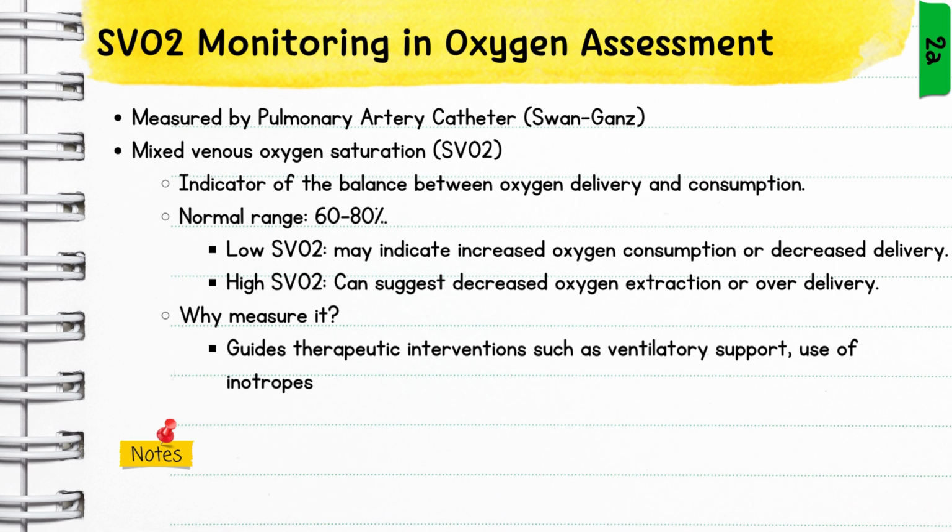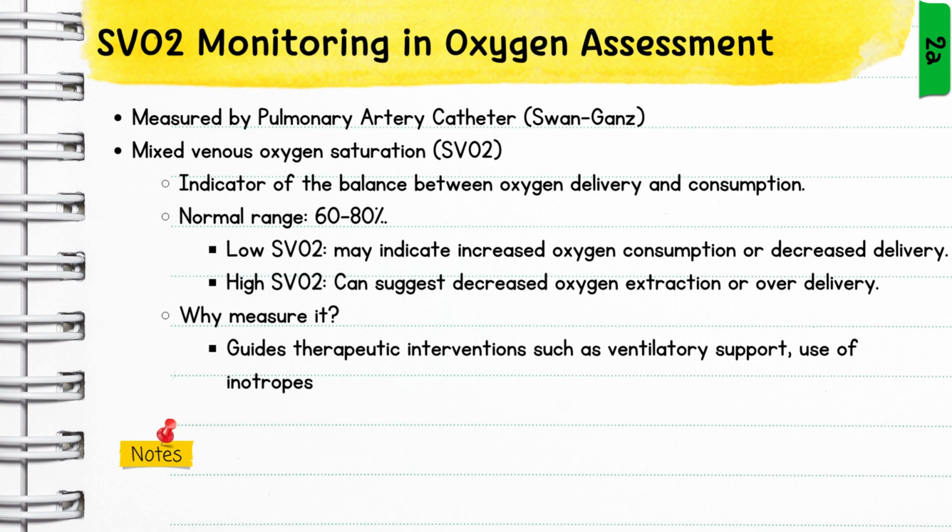So, SvO2 monitoring and oxygen assessment. This is an important tool for assessing the balance between that delivery and the actual ability of the cells to use the oxygen that gets there, or another word for that is consumption of oxygen. The SvO2, also known as mixed venous oxygen saturation, reflects the percentage of oxygen remaining in the blood after it has passed through the tissues. The normal range is 60 to 80%.